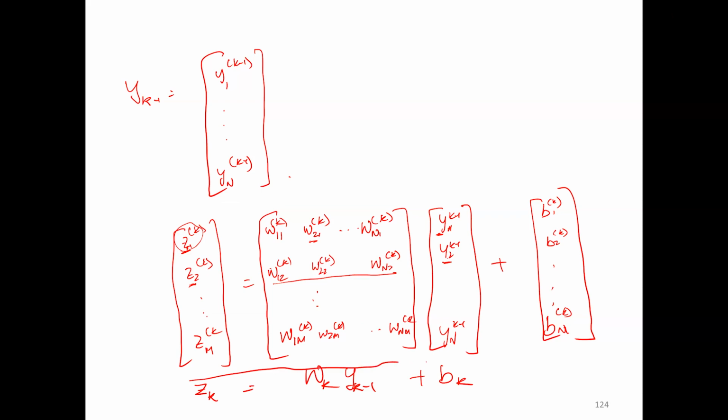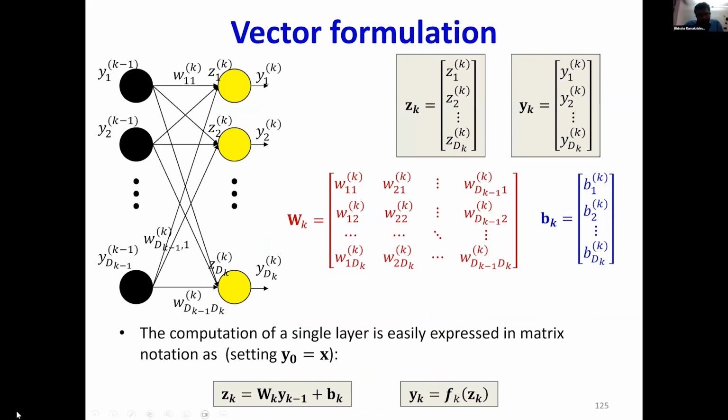Is this making sense? Everybody? Okay. And so you have this lovely thing that I can write the entire layer using just these two simple operations. ZK equals WK YK minus 1 plus BK. And YK itself is simply this activation function applied to ZK, which I can think of as a vector function for all practical purposes. You guys with me?